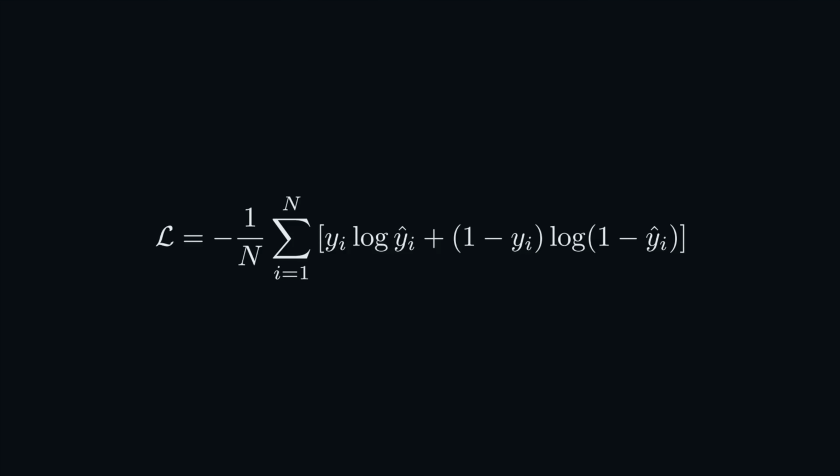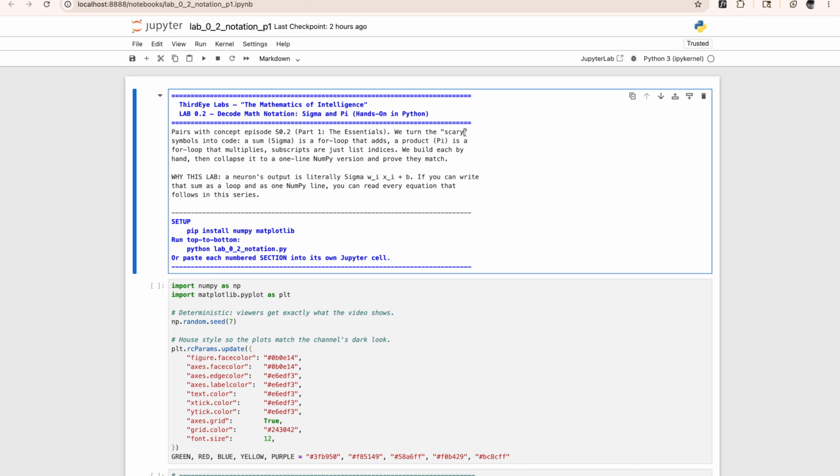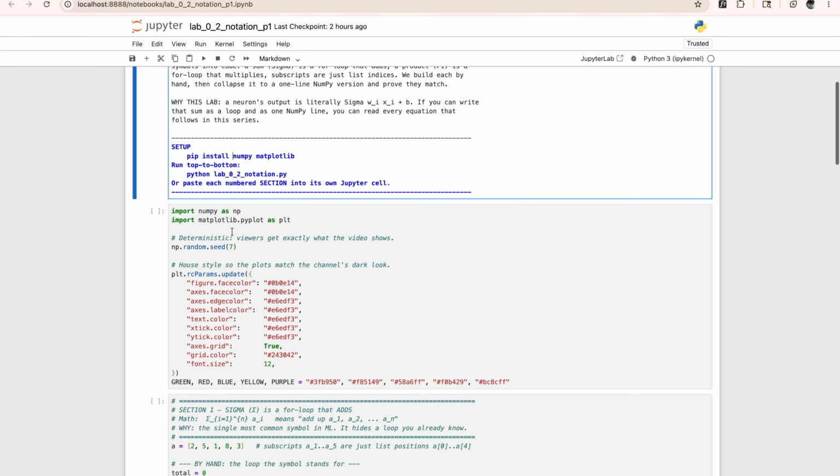In the last video, we learned that a function is just a machine. But the moment you open any AI textbook, you hit a wall of strange symbols. Today, we tear that wall down by turning the symbols into something you already understand: code. All you need is NumPy and Matplotlib. The full code is in the description.